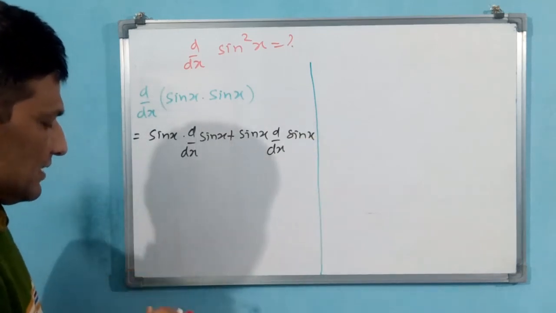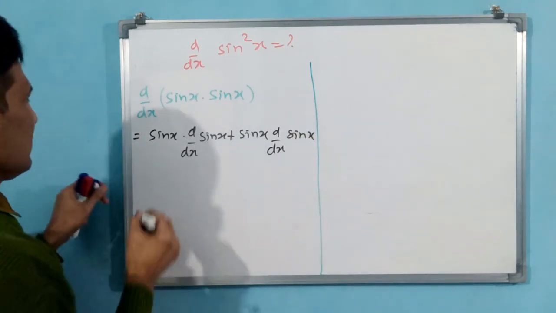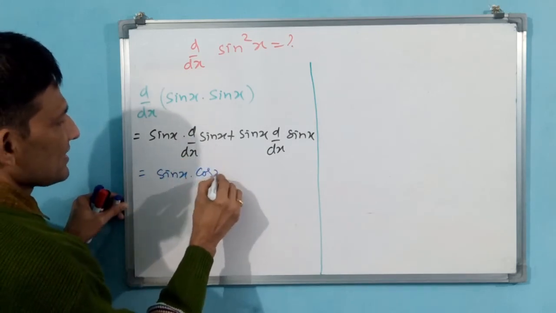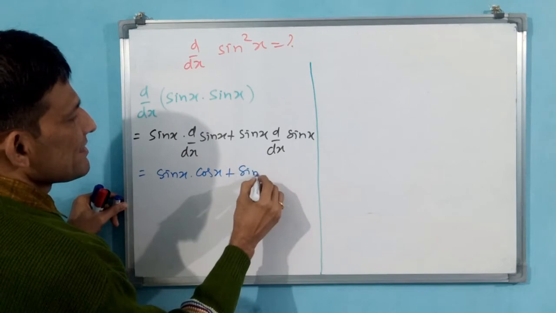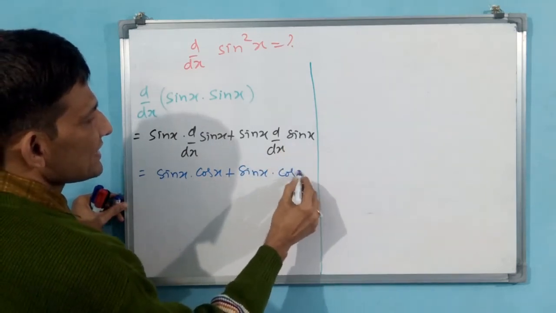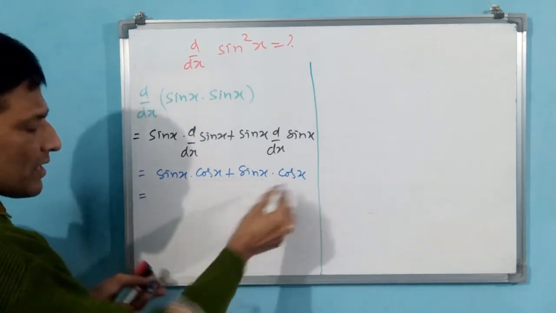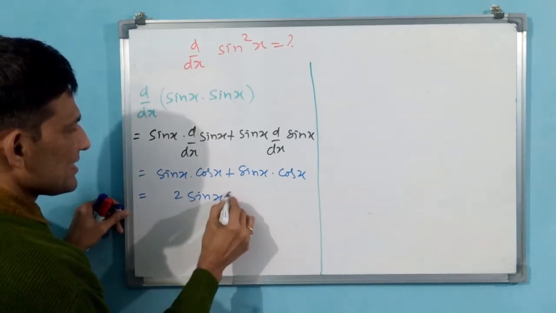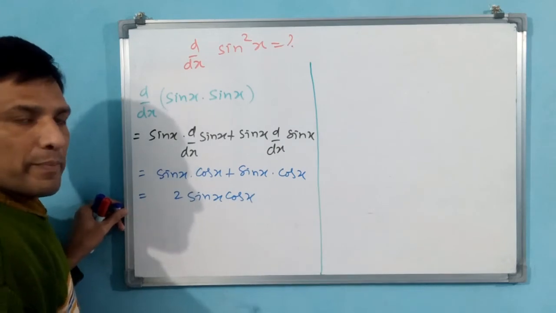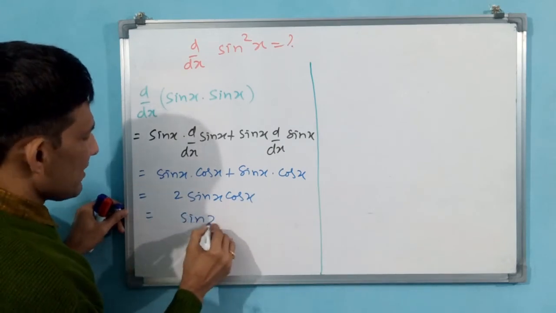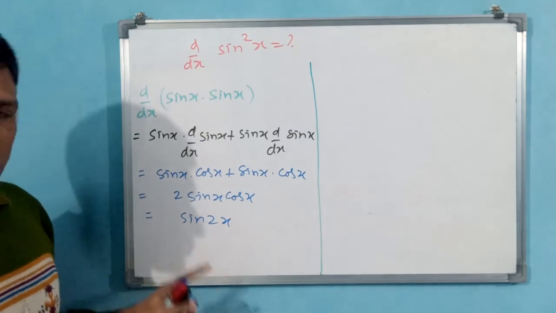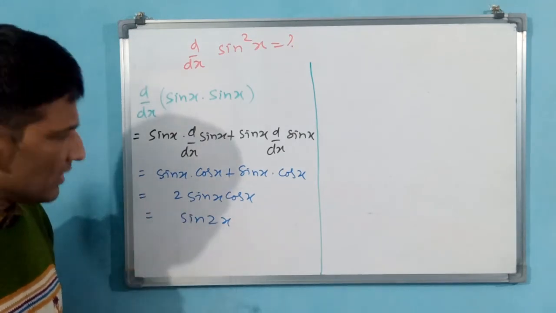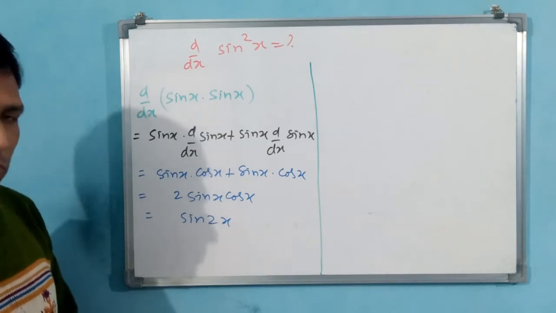Okay. See now what will happen. Sin x d by dx sin x is cos x, plus sin x d by dx sin x is cos x. Sin x cos x, sin x cos x. Shall I write plus? There is 2 sin x cos x. Finally you can write sin 2x. 2 sin a cos a is sin 2a, so sin 2x has come. Okay. Now this is one process.